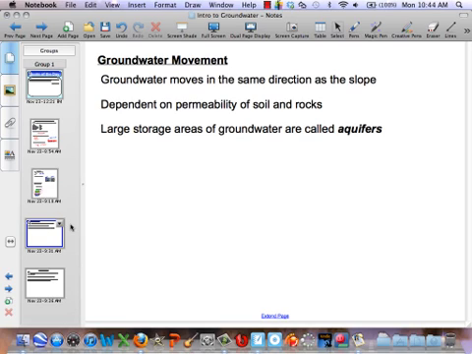The 3 bullets I want you guys to write down, and this will finish up our notes for today. First, groundwater moves in the same direction as the slope of the land. So if you're going downhill, the water will run parallel with the slope. The movement of that water is very, very dependent on the permeability of the rocks. If the rocks aren't permeable, meaning you can't pass through them, the groundwater is going to stop moving. As we've already said before, the large storage of water underground is called aquifers. So that pretty much concludes our notes.